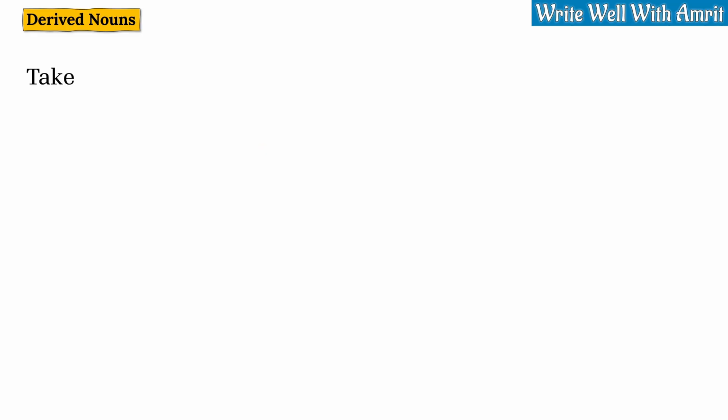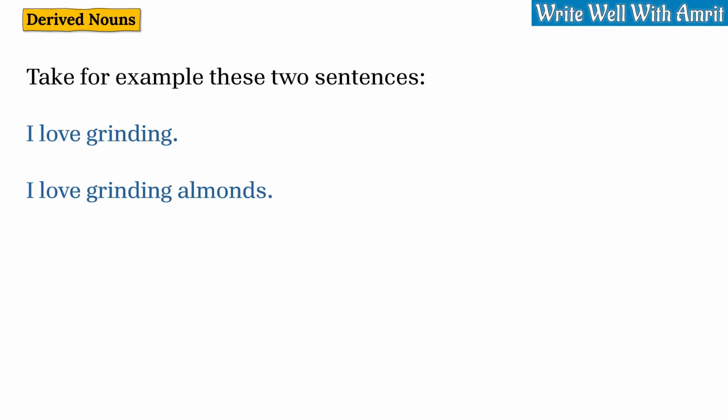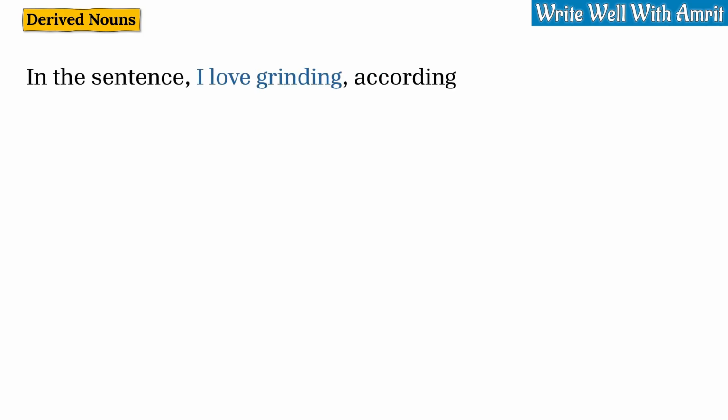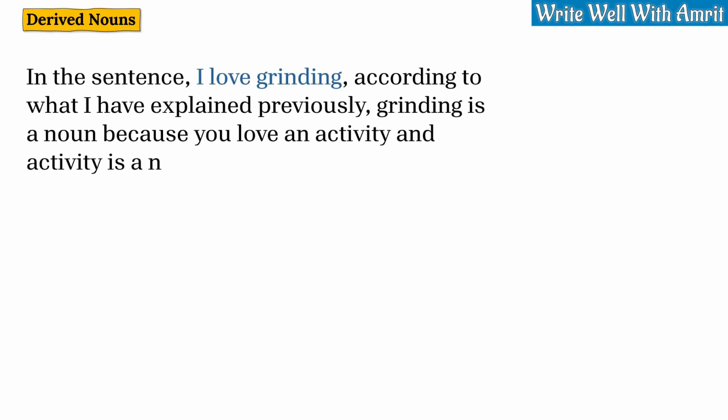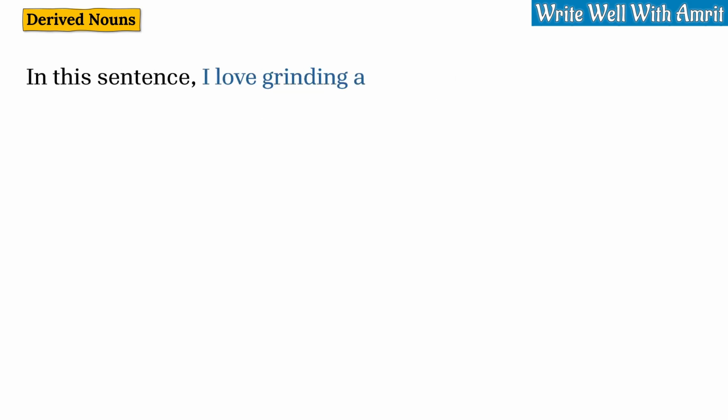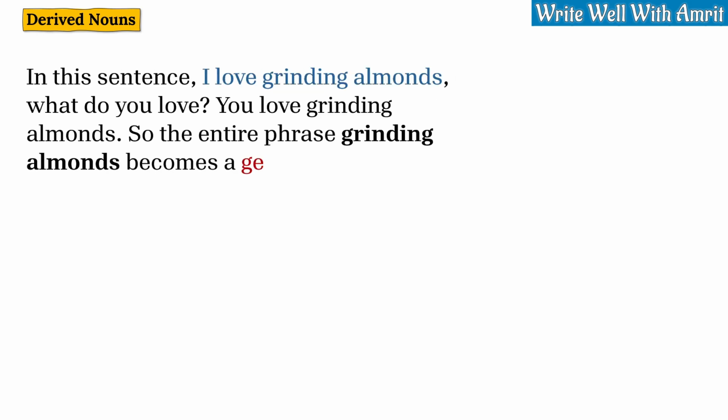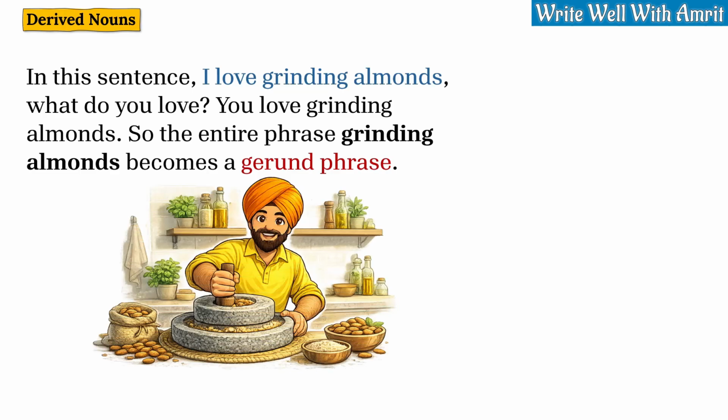Talking about grinding, while researching for this topic, I also came across an interesting aspect called gerund phrase. Take for example these two sentences. I love grinding. I love grinding almonds. In the sentence I love grinding, according to what I have explained previously, grinding is a noun because you love an activity and activity is a noun. In this sentence, I love grinding almonds. What do you love? You love grinding almonds. So the entire phrase grinding almonds becomes a gerund phrase.